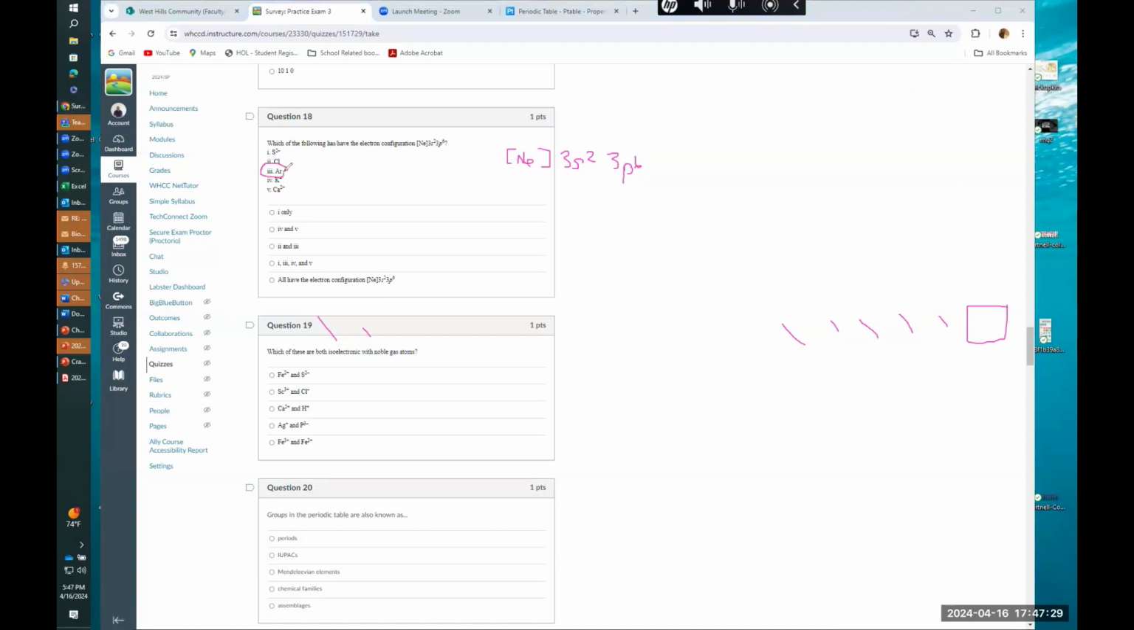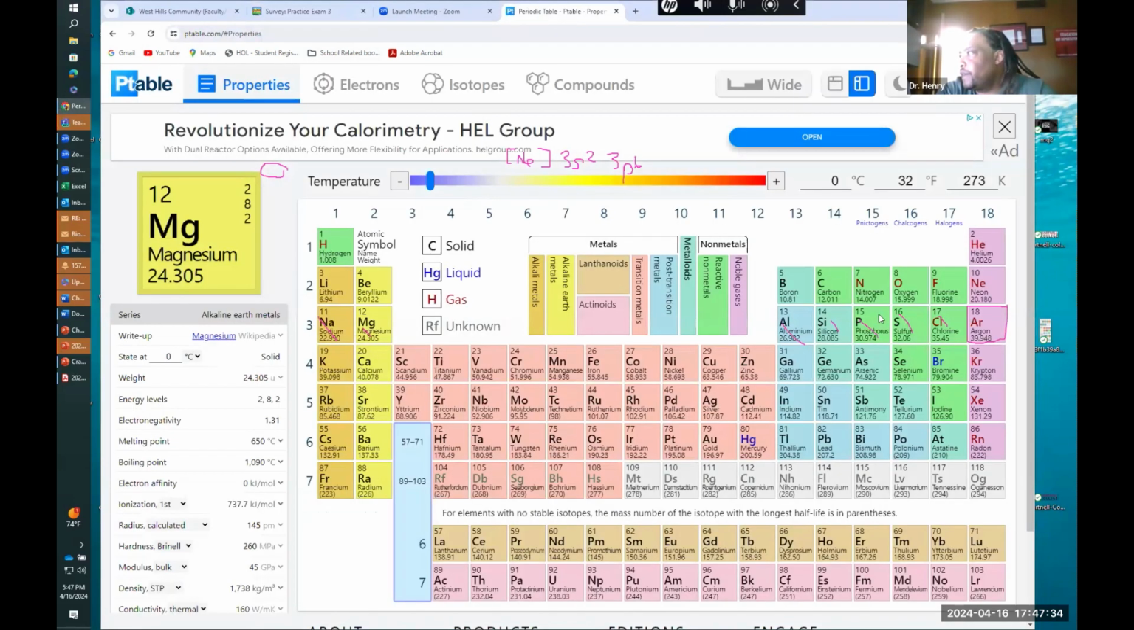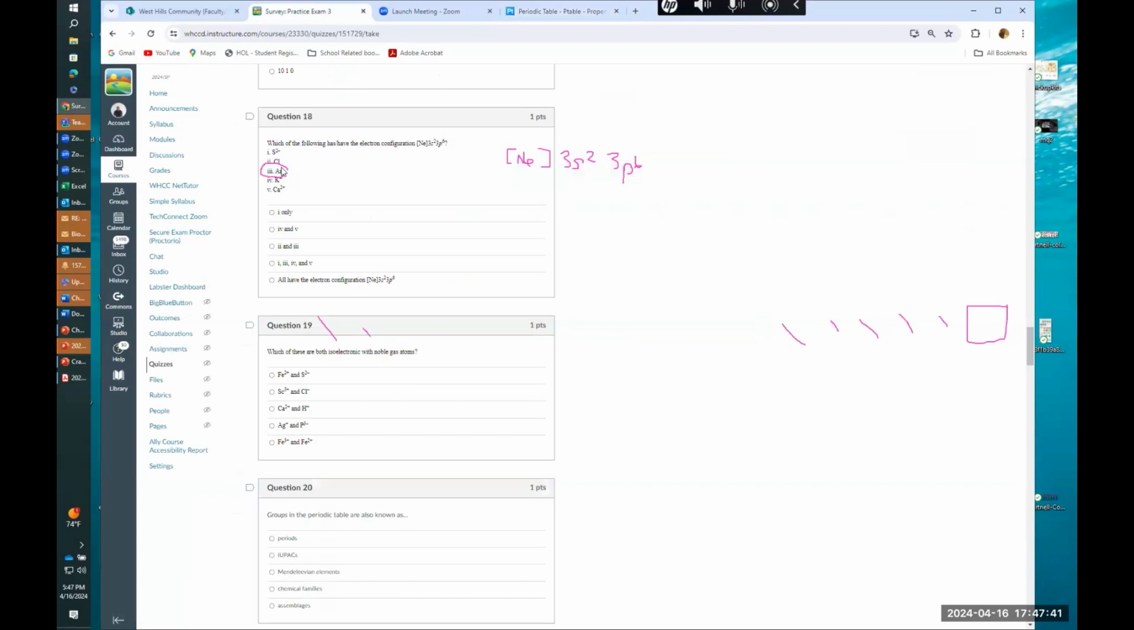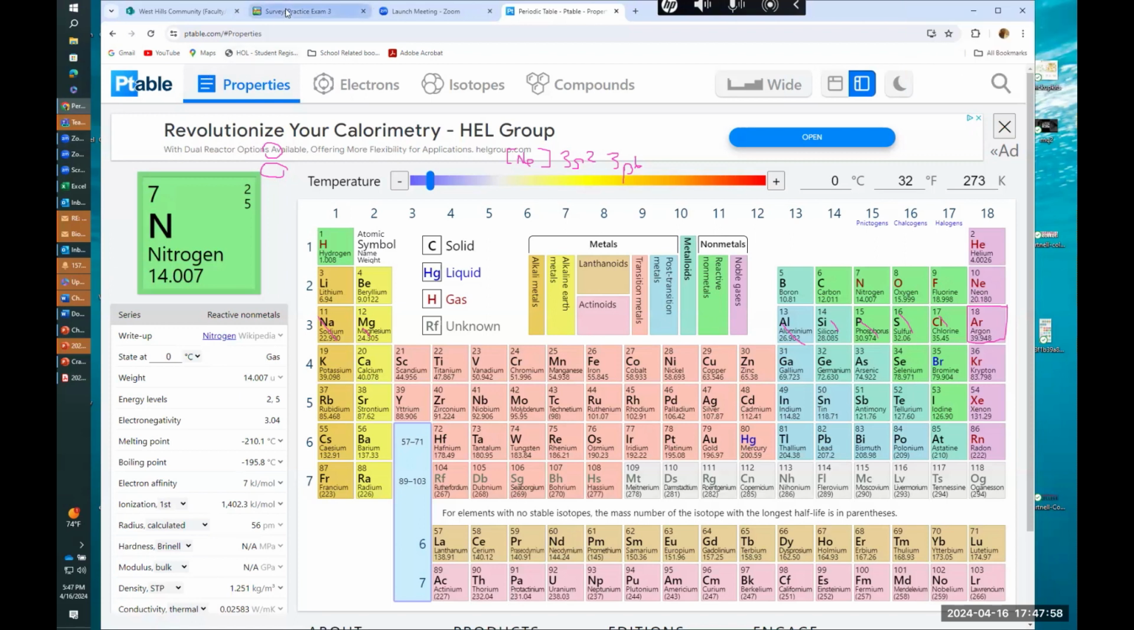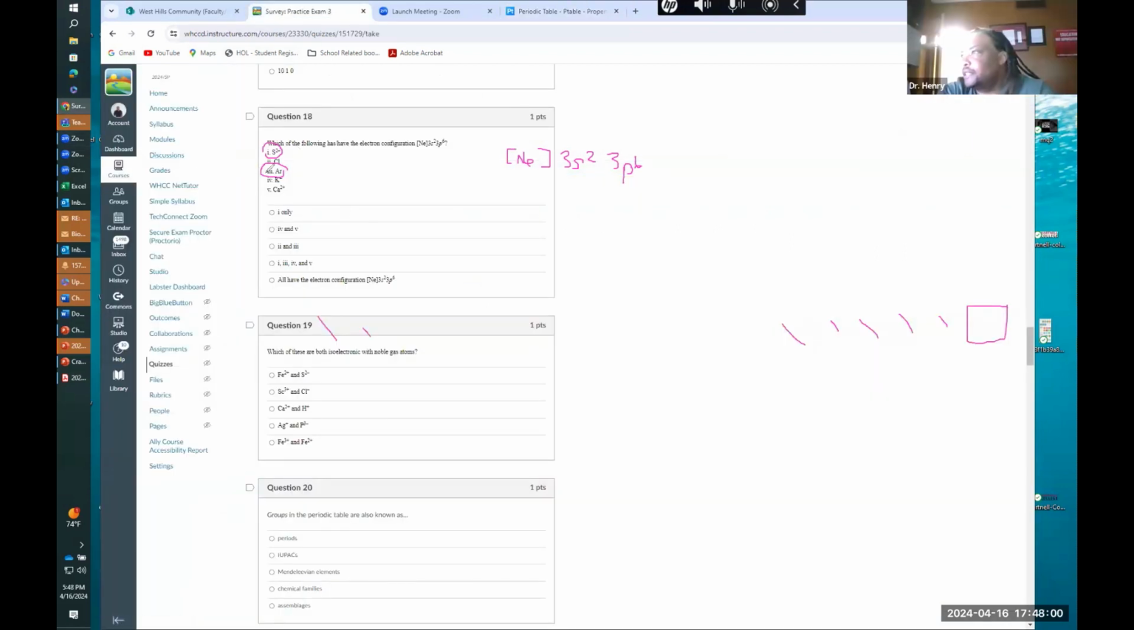Okay, and then let's see. If we have S and we add 2 more electrons, that's going to be like argon. So that one is going to be like argon. What about just Cl with no charge to it? Here's Cl. We need a -1, but it doesn't have a -1, so we know that one isn't. Put an X there.